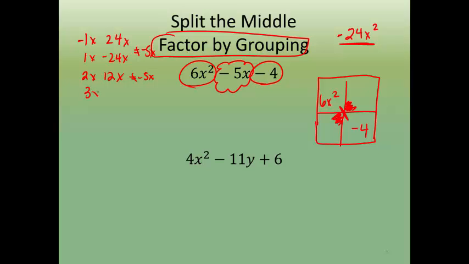How about 3x and 8x? Well, this could work if the 8 was negative. So I've actually found the solution that I want to fill in the box with. I have -8x and a positive 3x.